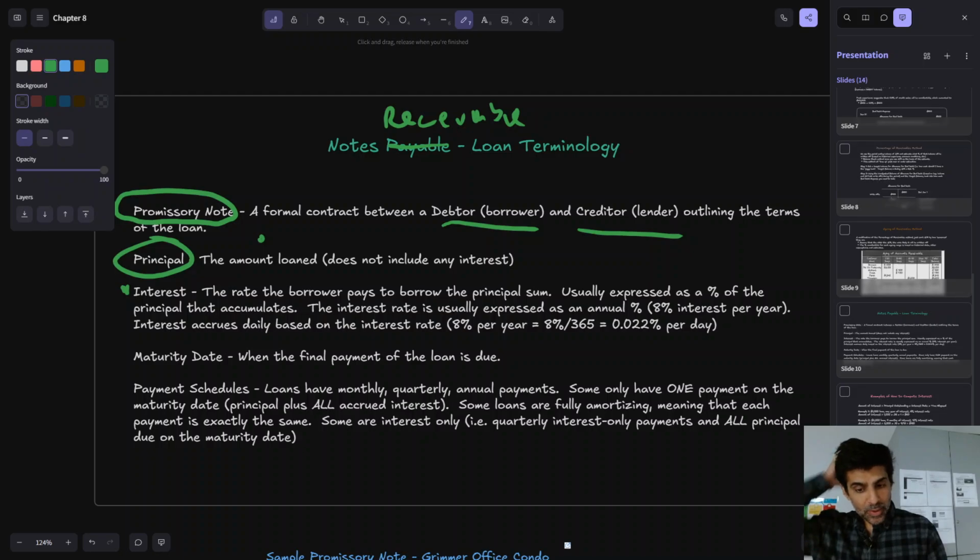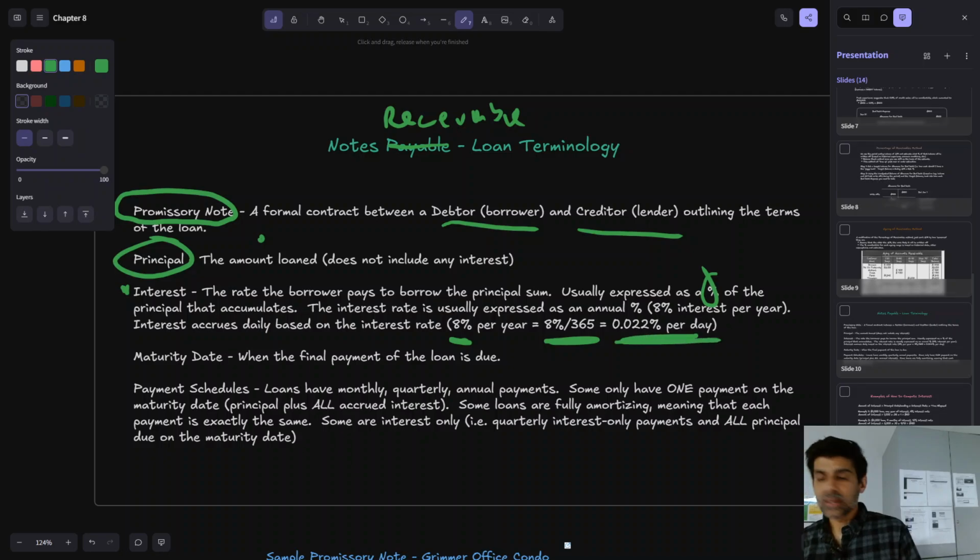It's usually expressed as a percentage. I think we all have probably seen interest rates being expressed, and it's usually stated per year. So if it's 8% per year, to get a per day interest, we just divide it by 365, and so we can get a per day interest rate. Okay.